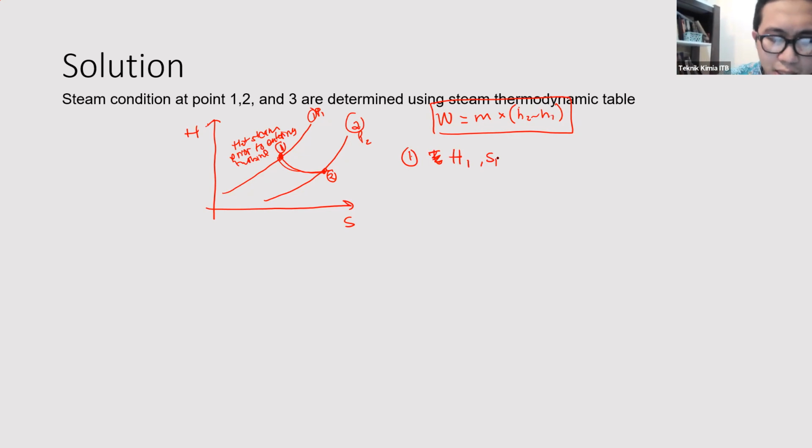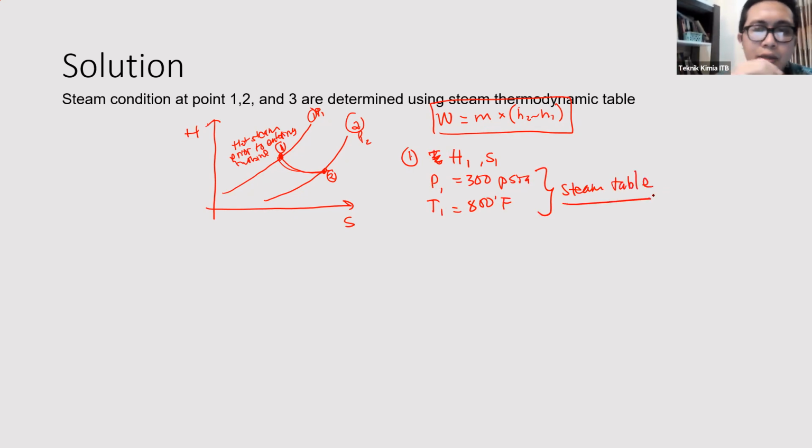Based on this, we can calculate it, or you can have a look through the conditions. So we have P1 equals 300 psi, and T1 equals 800 degrees Fahrenheit. You can have a look through the steam table for the first initial conditions, in order to get the values of the enthalpy and also the entropy.